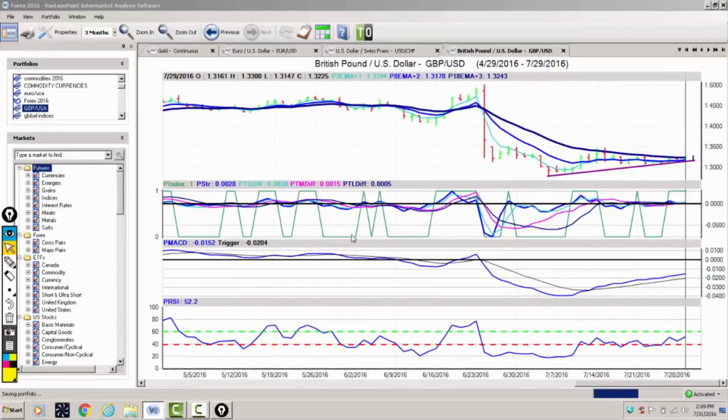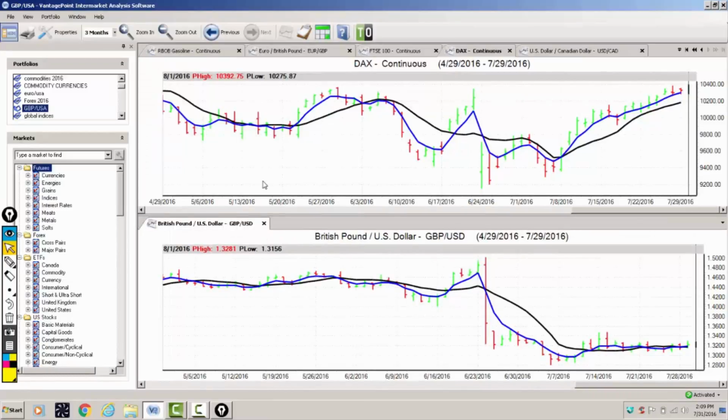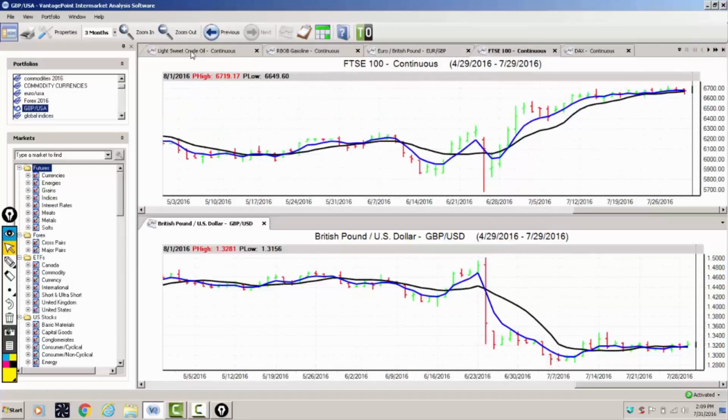The British pound US dollar, now again, I promised everybody we're going to look at some direct intermarket correlations, so let's bring some of those levels up. Right now, the British pound US dollar is basically running somewhat flat, and I believe it can't break out to the upside, not because of fear of the Brexit, but because of weaker commodity prices, specifically light sweet crude oil.